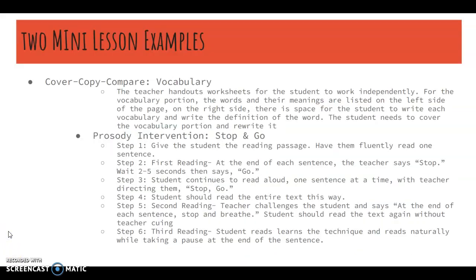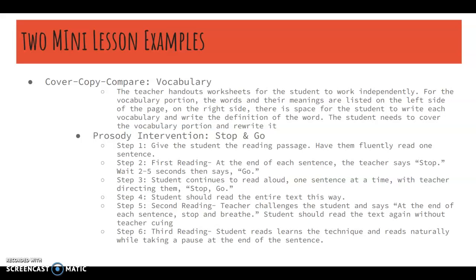So, two things you could do. The cover, copy, compare vocabulary. The teacher can have handout worksheets for a student to work independently for their vocabulary portion. The words and their messages are listed on the left side of the page, and on the right side there's a space for students to write each of the vocabulary and definition, and then the student covers up the portion and they rewrite it. Prosody intervention, stop and go.